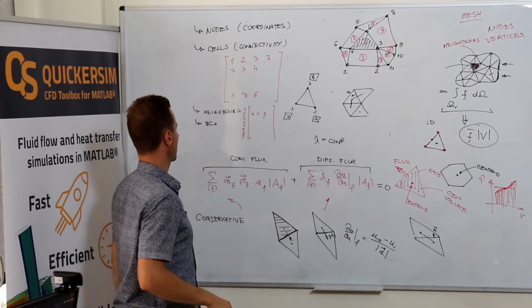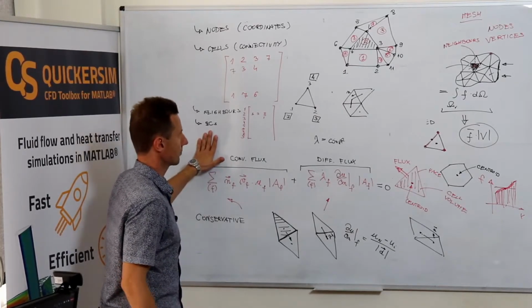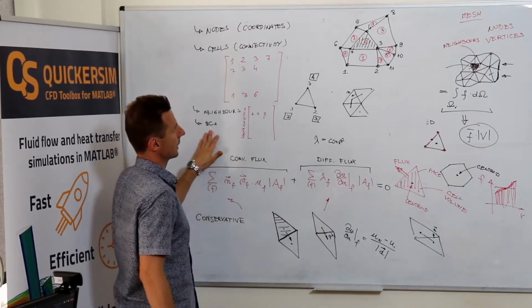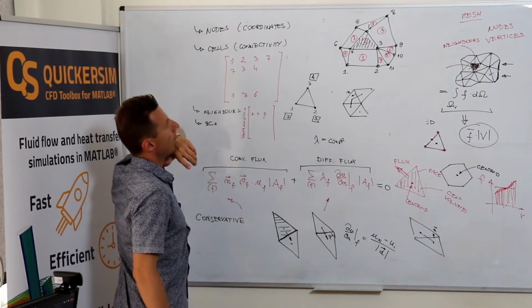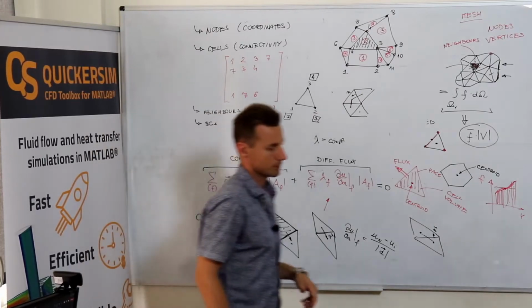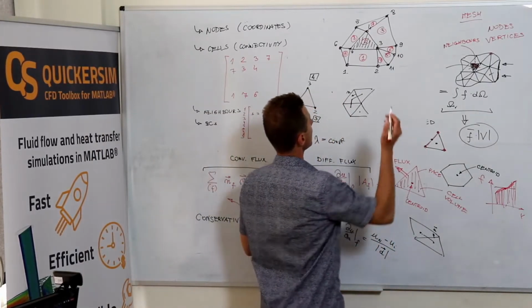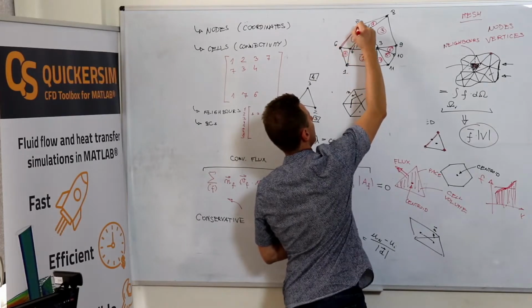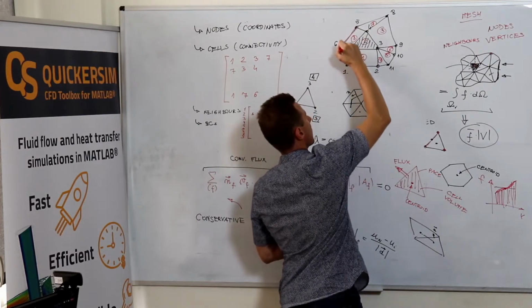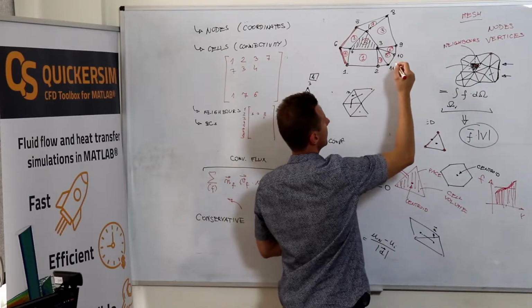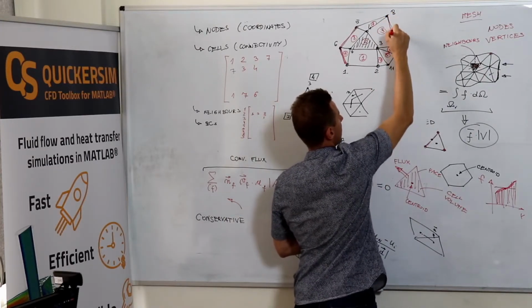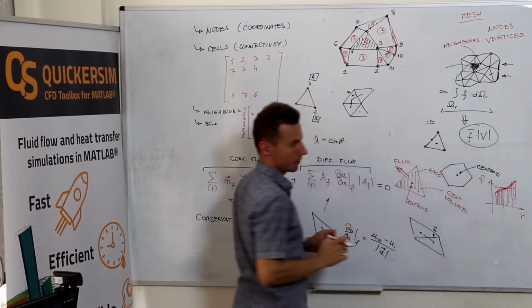Okay, and with the BCs, in this convention, I would say something like that. Just imagine that we want to specify the Dirichlet boundary condition here and some other boundary condition here. Okay?